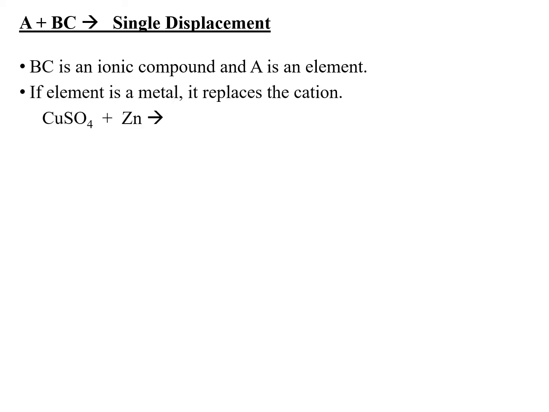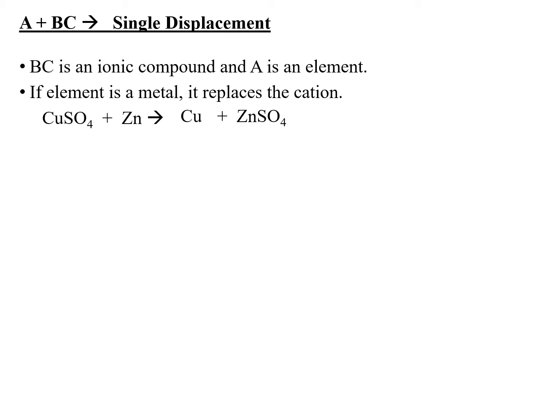Let's look at single replacements. You know the general format is A plus BC, and we can get two products. Remember we talked about how we can get AC or BA, depending on if the element is a metal or a nonmetal. We're going to look at both examples. So BC is an ionic compound and A is some kind of element. We have an element and a compound. If the element is a metal, then that metal will replace the other metal, or the cation. So we do the switch and we get our replacement products.